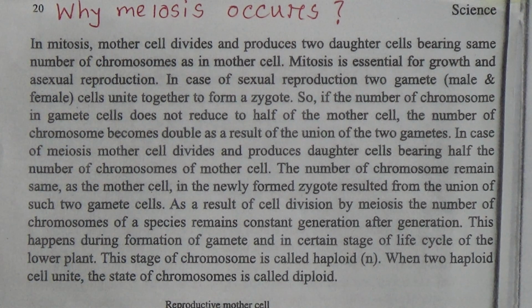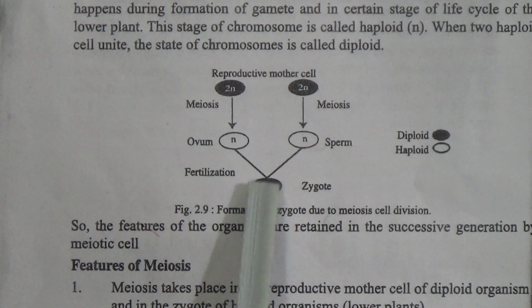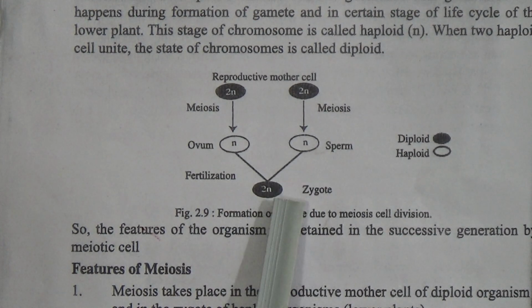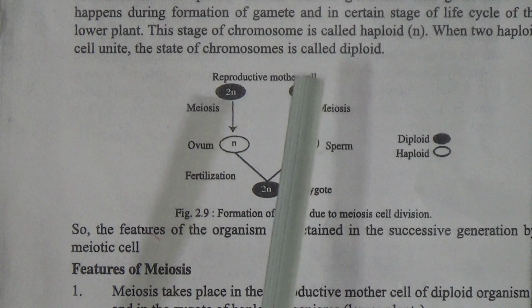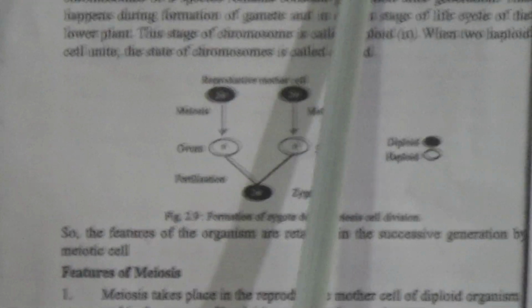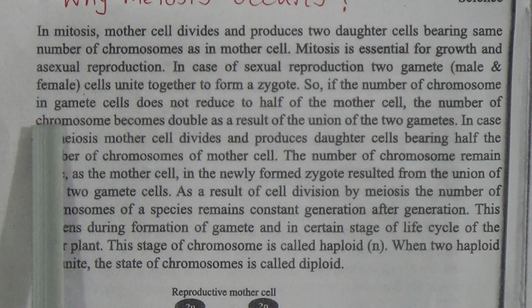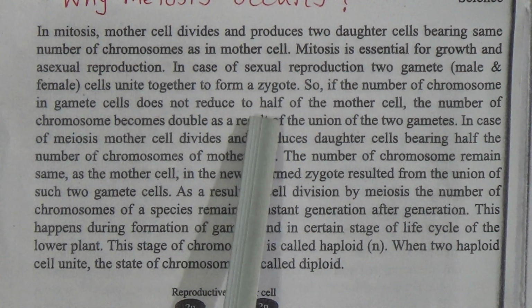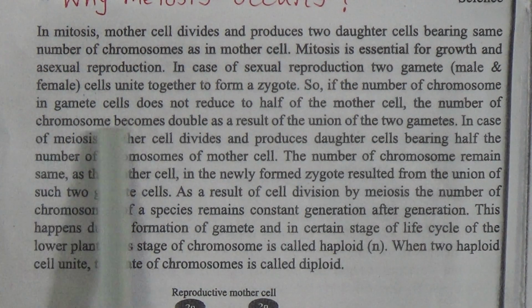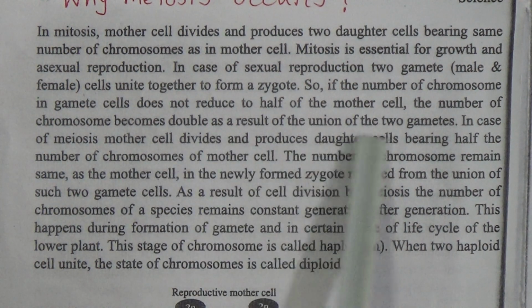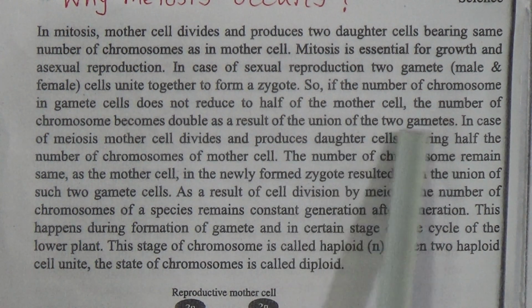This is the reproductive mother cell, and here the male gamete and the female gamete unite together and make a zygote, and in mitosis cell division this zygote divides. From the ovum N, and this is sperm N, and they unite together, and that means after fertilization they make a zygote, that is 2N, and this is the formation of zygote due to meiosis cell division. If the number of chromosomes in the gamete cell does not reduce to half of the mother cell, the number of chromosomes becomes double as a result of the union of the two gametes.